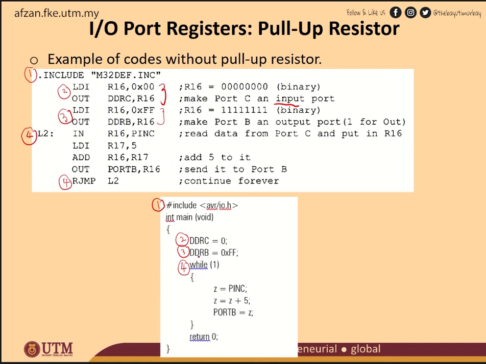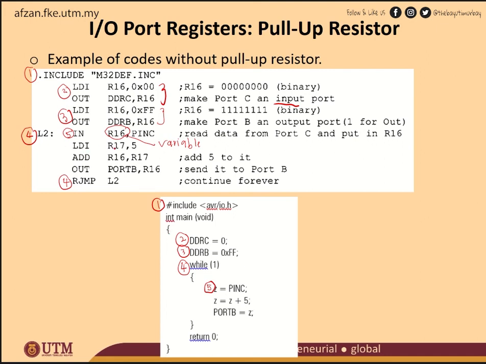Okay, so in C programming, you can replace this R16, which is the register, with any variable in C programming. So in this case here, Z equal to PINC. Okay, so this is step number 5. Z equal to PINC, which is equivalent to IN R16, PINC, in which you put the value from pin C to your R16.